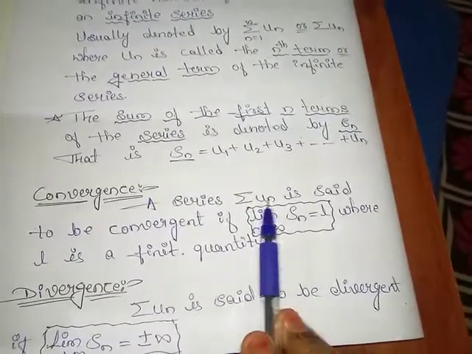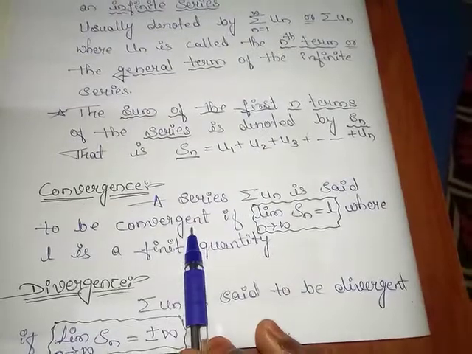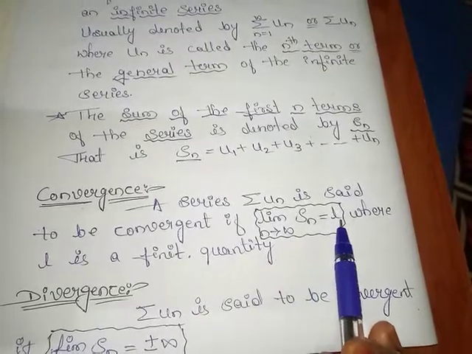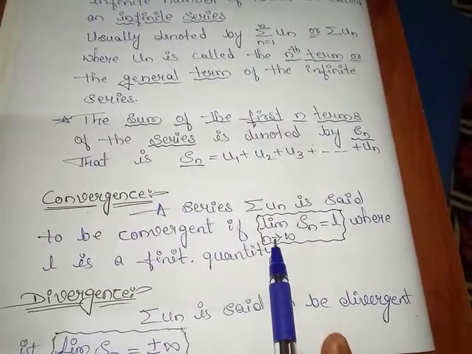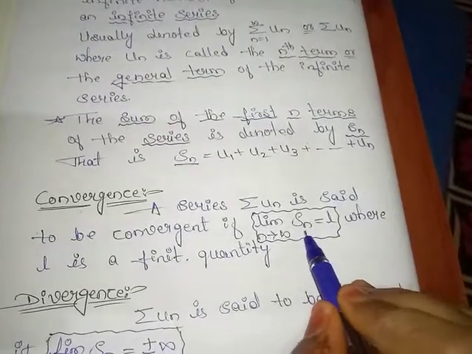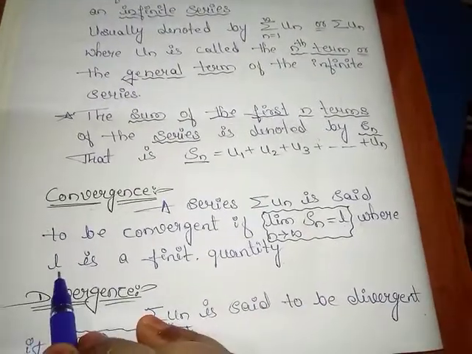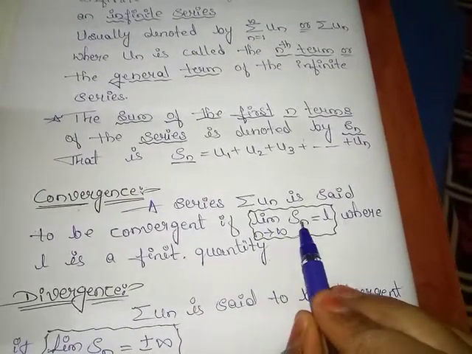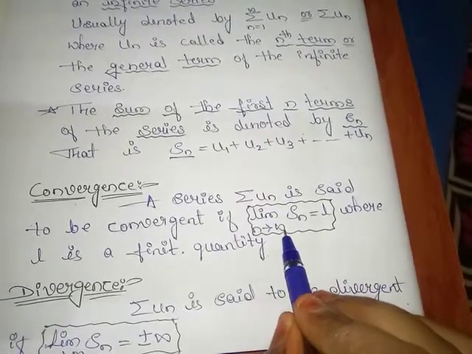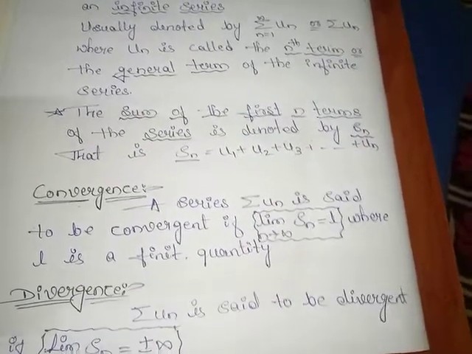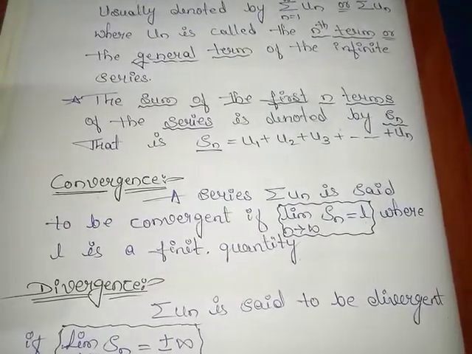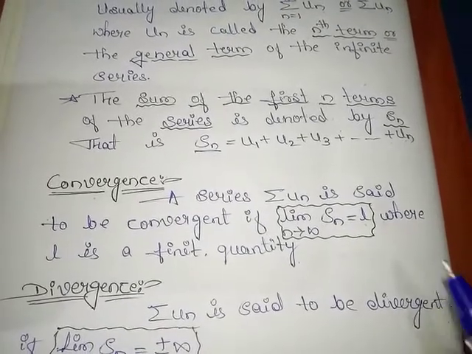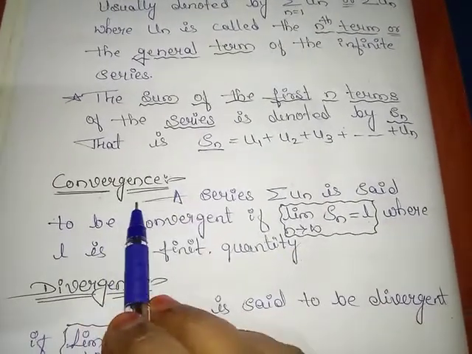A series summation un is said to be convergent if limit n tends to infinity, Sn is equal to L. It means when you apply the limit as n tends to infinity, you will get Sn is equal to L, where L is a finite quantity. When you apply limit n tends to infinity to Sn, you will get a finite value. It may be anything, but it will be a finite value. Then we call the series summation un convergent.